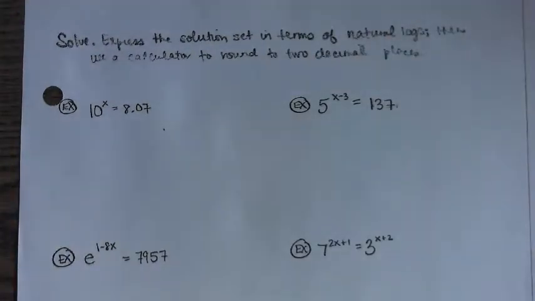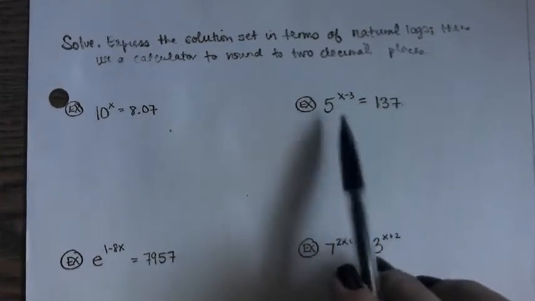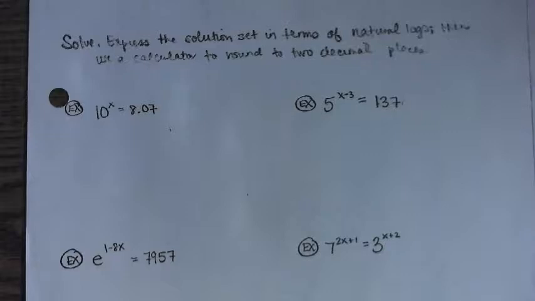On the next set, obviously, you can't get a common base on both sides. 8.07 isn't conducive to 10. 137 isn't conducive to 5. So you definitely are going to need your calculators, because we don't know the logs of most numbers in our head. So here's what we kind of talked about in our digression the other day.